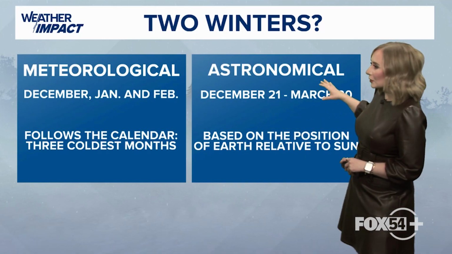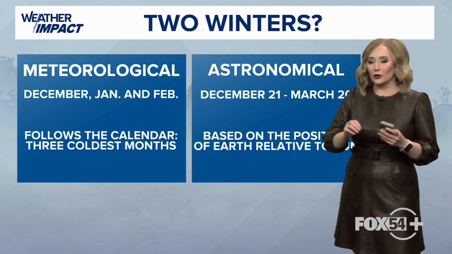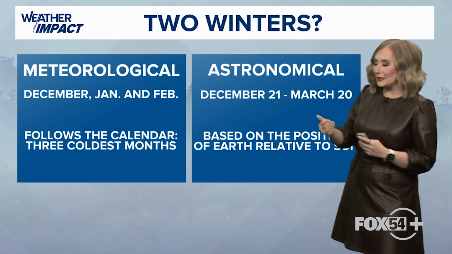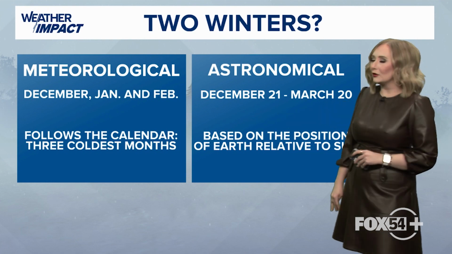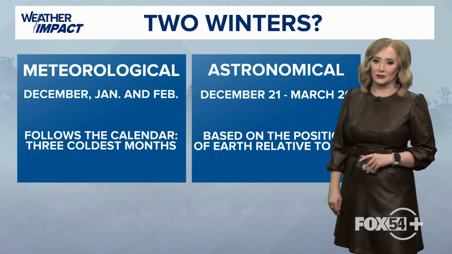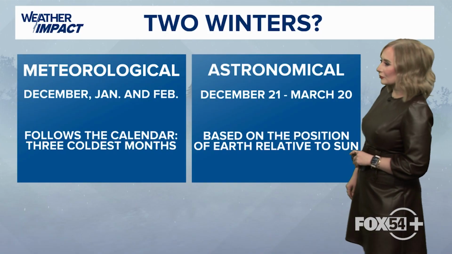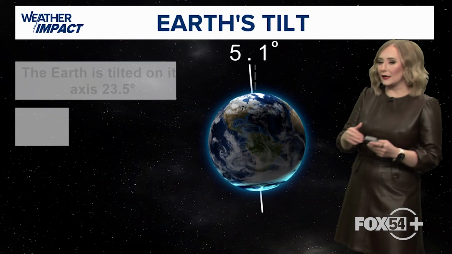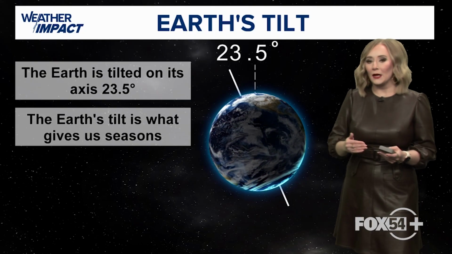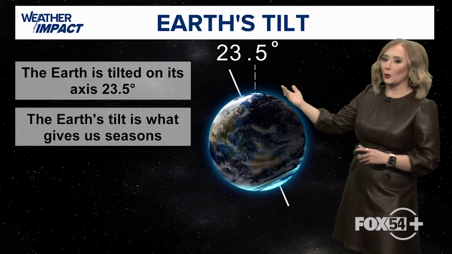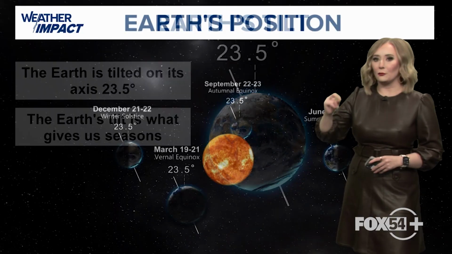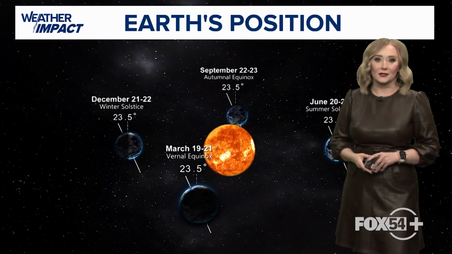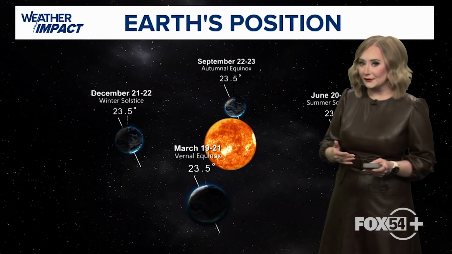We have astronomical winter, which is just your good old season of winter. That's when the first official winter day begins, and that looks to occur on December the 21st this year. It's going to last all the way until about March the 20th. Now, this is based on the position of Earth relative to the sun. So Earth's tilt is about 23.5 degrees. If we did not have the tilt of the Earth, then we actually wouldn't be experiencing seasons, the different types of seasons that we see.